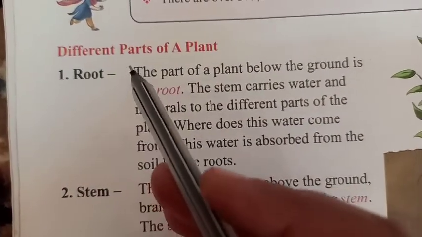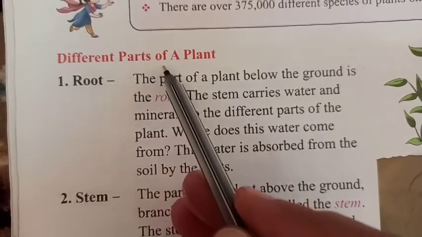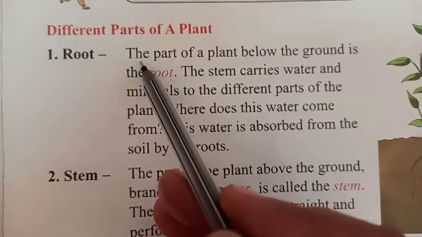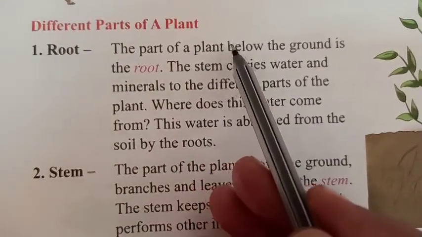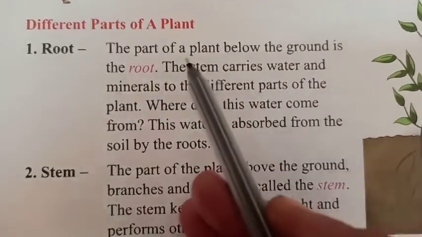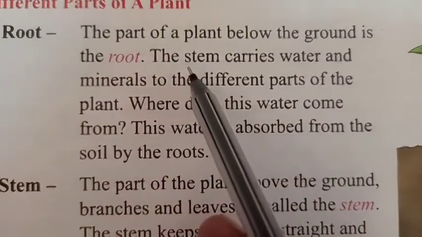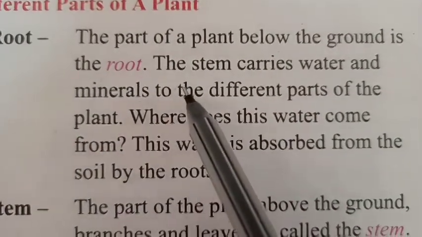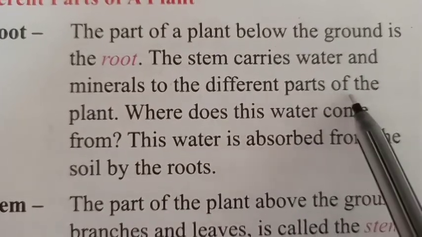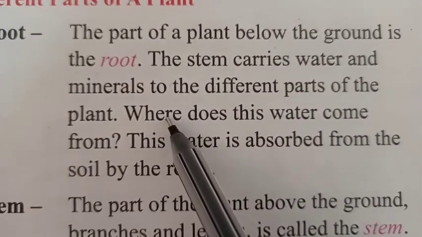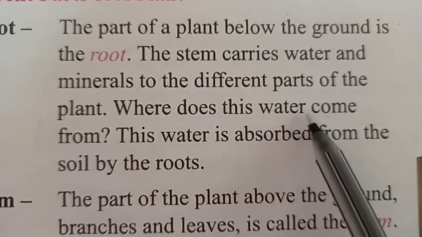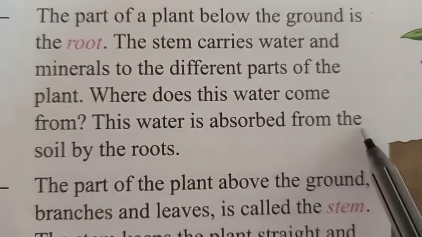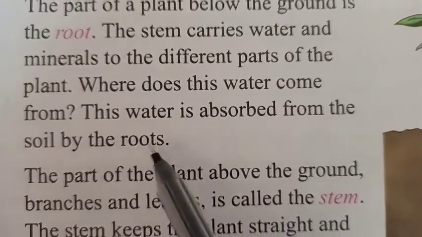Yes children, now different parts of a plant. The first part is root. I told you that the part of a plant below the ground is the root. The root carries water and minerals to the different parts of the plant. Where does this water come from? This water is absorbed from the soil by the roots.